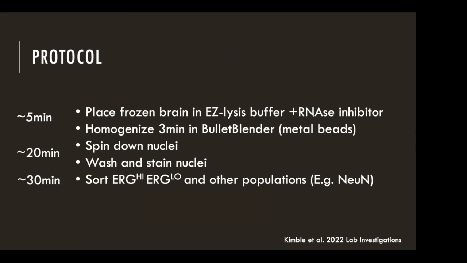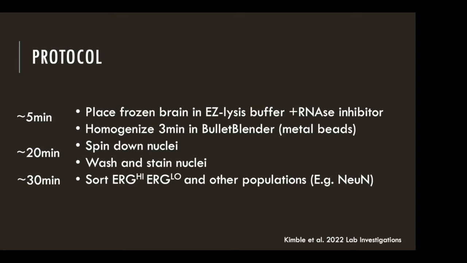So our basic protocol, the protocol I just showed you to isolate these nuclei, is pretty quick. We place frozen brain in an easy lysis buffer, which will lyse the cell membrane and allow the nuclei to be popped out of those cells. This is a buffer that many people are using to isolate nuclei from tissues. We put in RNase inhibitors to prevent RNase cleavage. And we homogenize in a bullet blender. This is something that other people haven't been doing, but we found that it works very well.